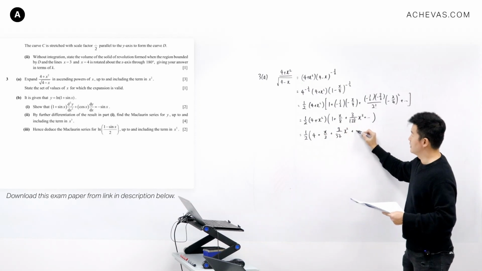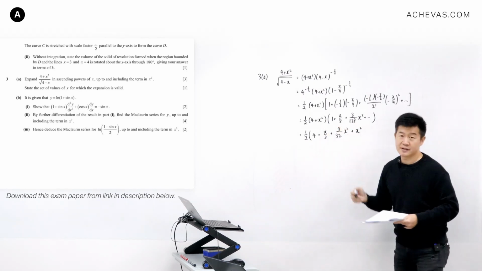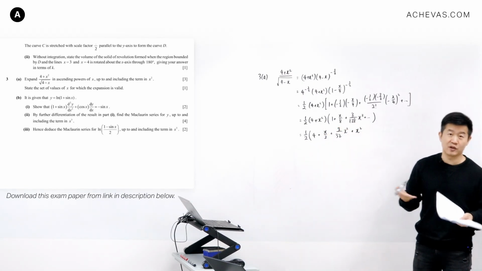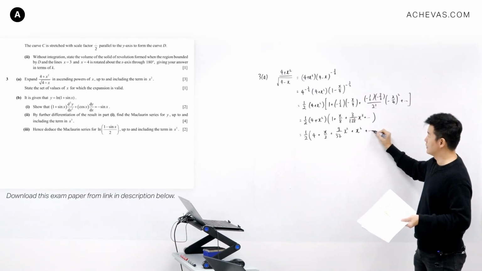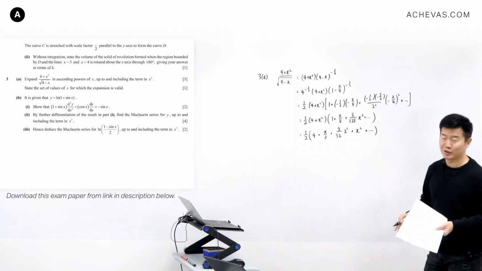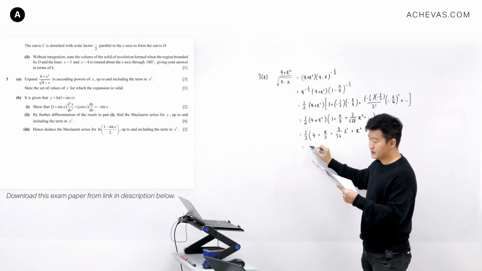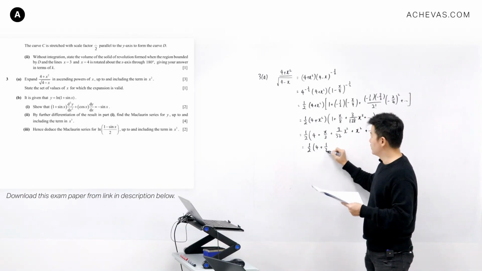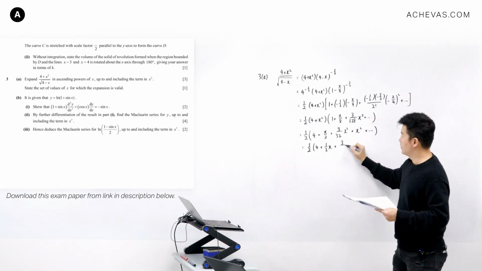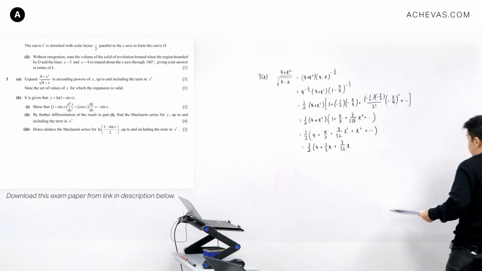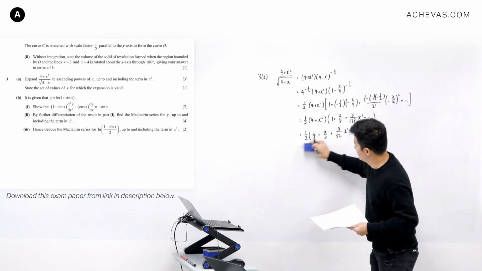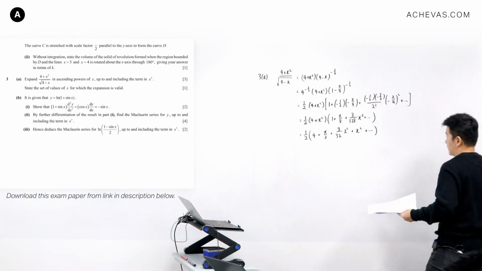This times this gives me an x squared. This times this, and for the rest of the terms, they're going to be more than x to the power of 2. So I'm going to leave the rest of the terms just in the dot dot. So simplifying this, we will be getting a half of 4 plus 1 over 2x plus 3 over 32x squared. So in fact, let me just multiply the half in directly.